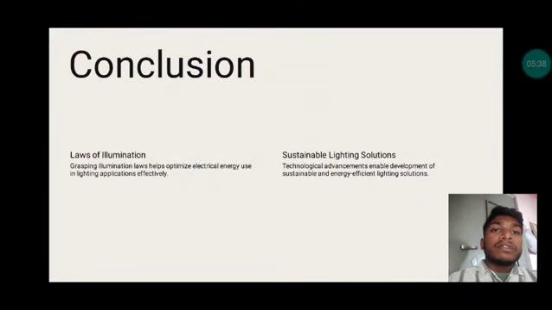And finally, the conclusion of laws of illumination: grasping illumination laws helps optimize electrical energy use in lighting applications effectively. And sustainable light solutions: technology advancements enable development of sustainable and energy efficient light sources.